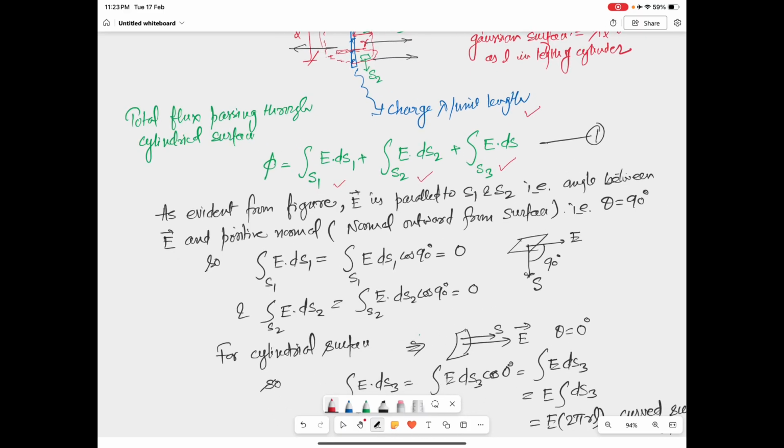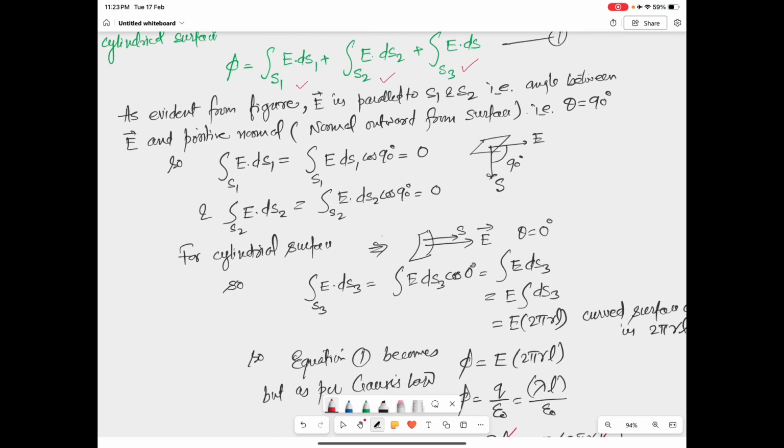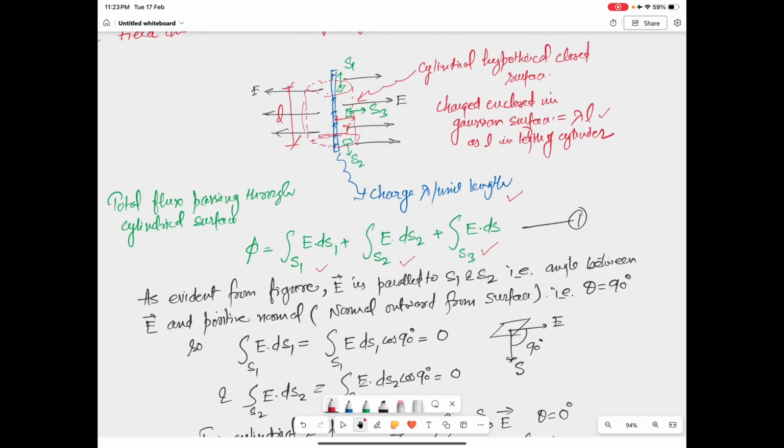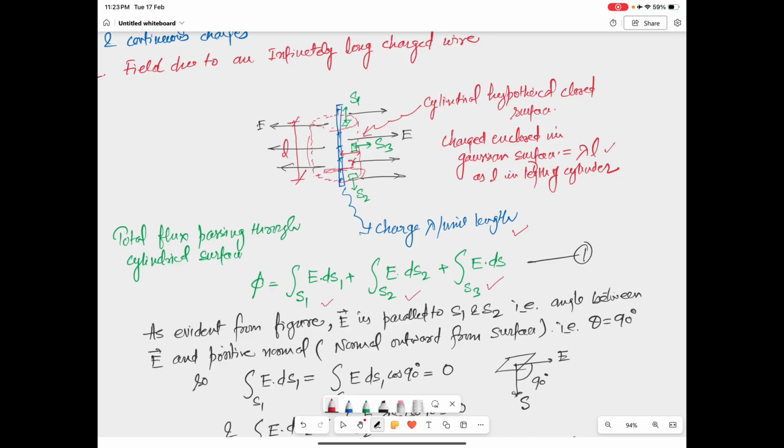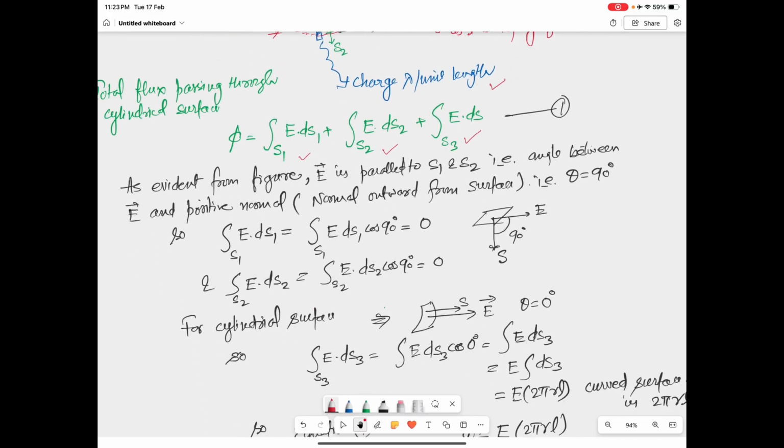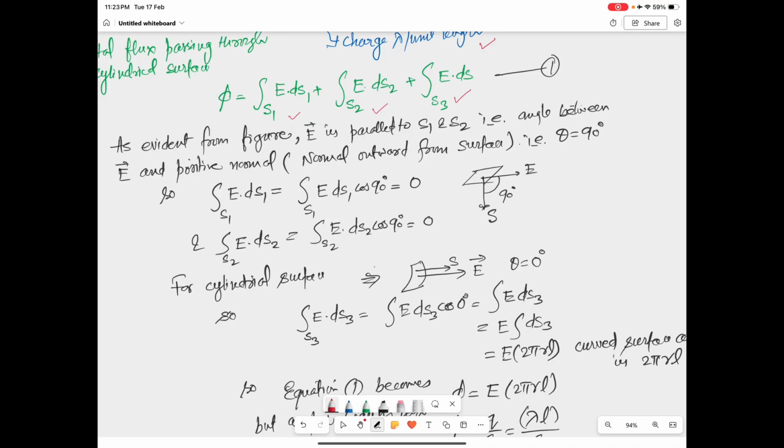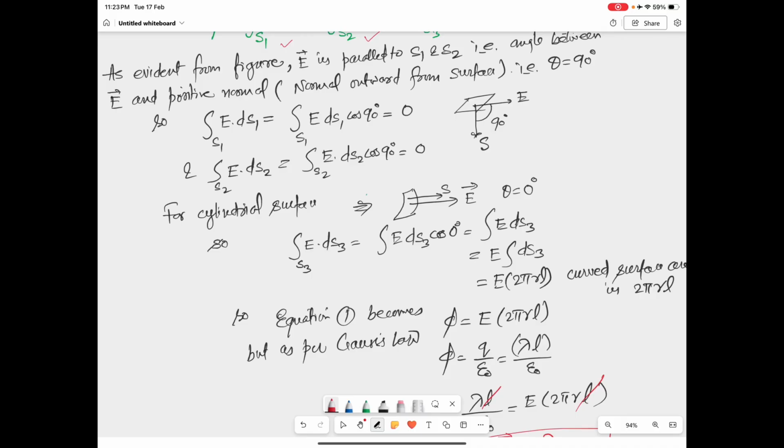For this curved surface, as you know, theta is 0 degrees because E is everywhere perpendicular to the curved surface, and S is outward, along the positive normal. So if I solve this integration, I get E dot dS, and if I integrate over the entire dS3 area, which is nothing but the total curved surface area. For a cylinder, it is given by 2 pi r into L.